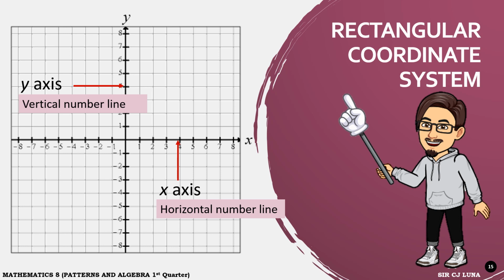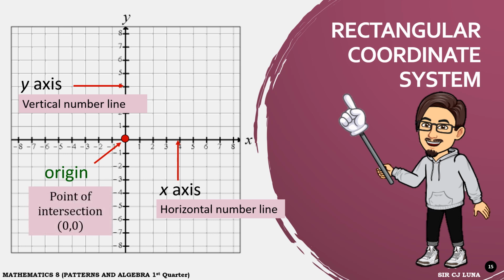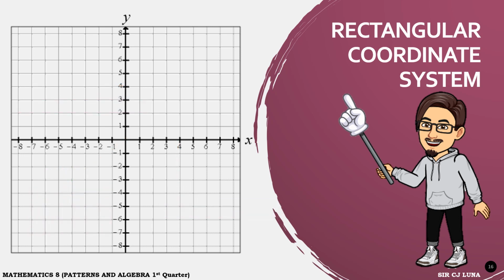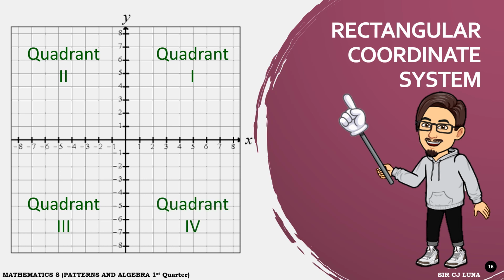These two number lines meet at a point called the origin. This is the point of intersection. It has coordinates 0 and 0. These two number lines, the x-axis and y-axis, divide the plane into 4 regions called quadrants. These quadrants are numbered in sequence as quadrant 1, quadrant 2, quadrant 3, and quadrant 4, moving in a counterclockwise direction starting from the upper right.